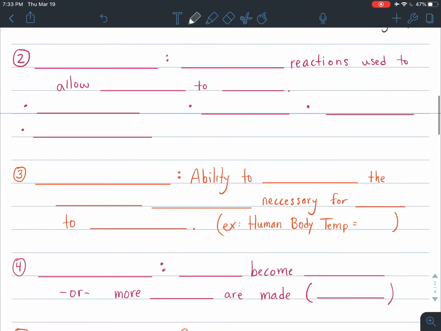Number 2, the second attribute of living things is having a metabolism. Now, having a metabolism is basically a series of chemical reactions that are used to allow organisms to do work. Okay, so metabolism is how we digest our food. Those chemical reactions allow us to gain energy from our food so that we can do work.